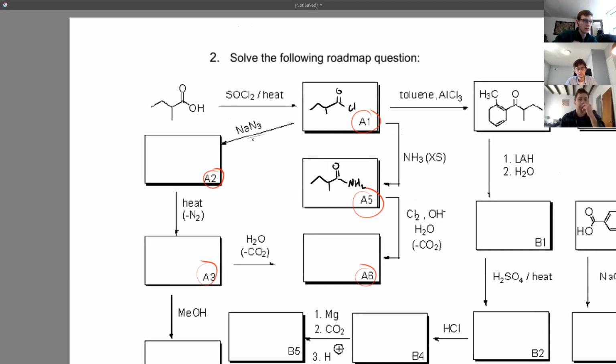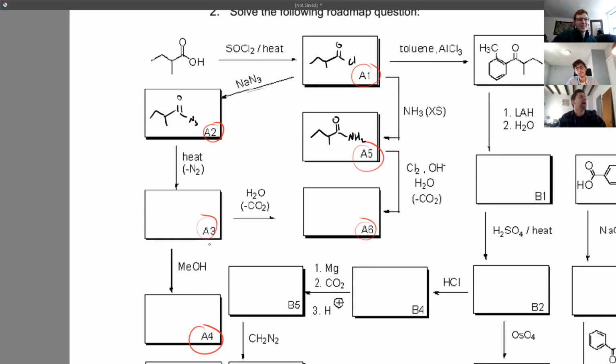What is this azide doing? Just going to replace our leaving group. Yeah. Okay, so then we have that. 3, and then heat. I don't think we've seen this reaction either. I think the only thing we've learned out of azide is the LiAlH4 and H2O. Yeah, let's just fill these in.